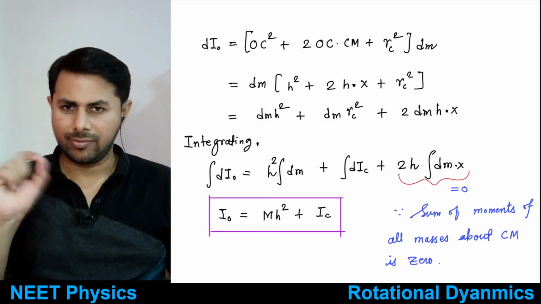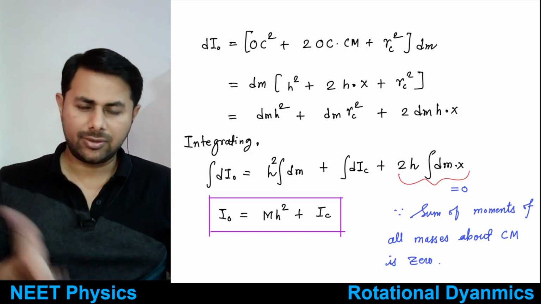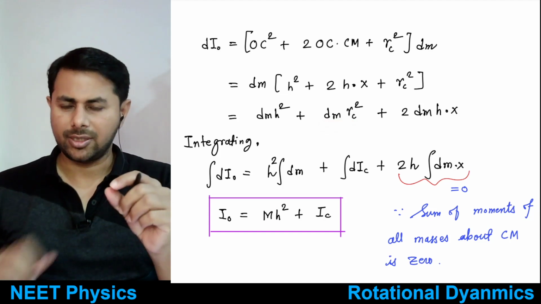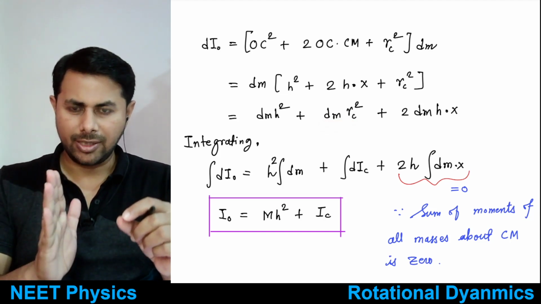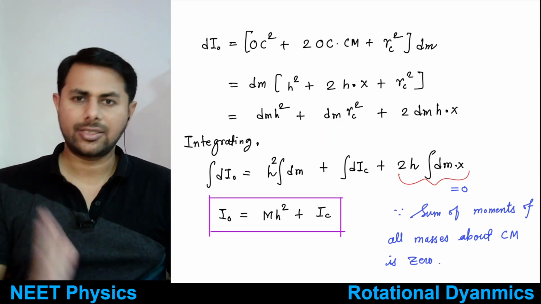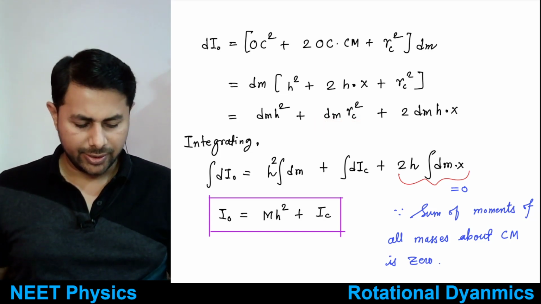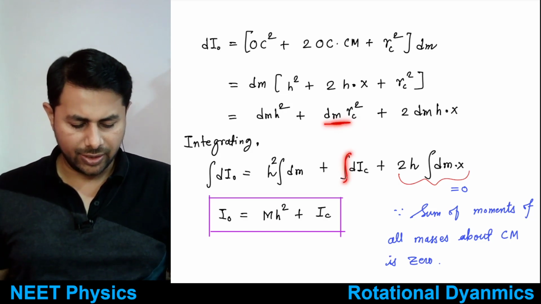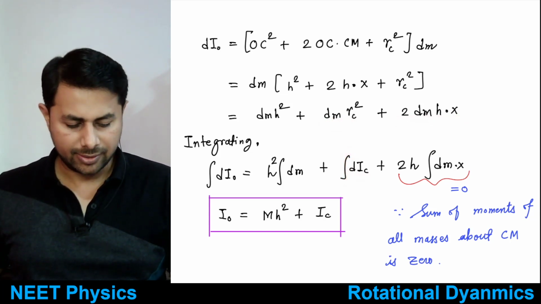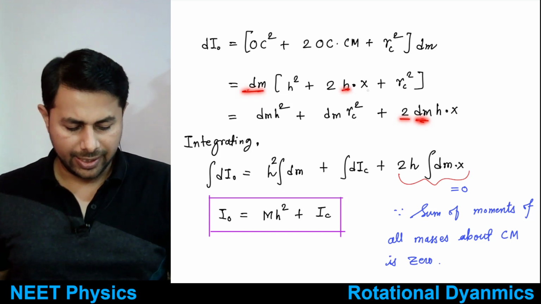Now the integration of the term dm times rc square: dm is that small mass, and rc is the distance from the axis passing through the center of mass. So this is the moment of inertia of the small mass about the axis passing through the center of mass. If you integrate that, you get the moment of inertia of the complete body about the axis passing through the center of mass, right? Okay, so this is DIC. If you integrate that, you get IC. Now what about this last term?